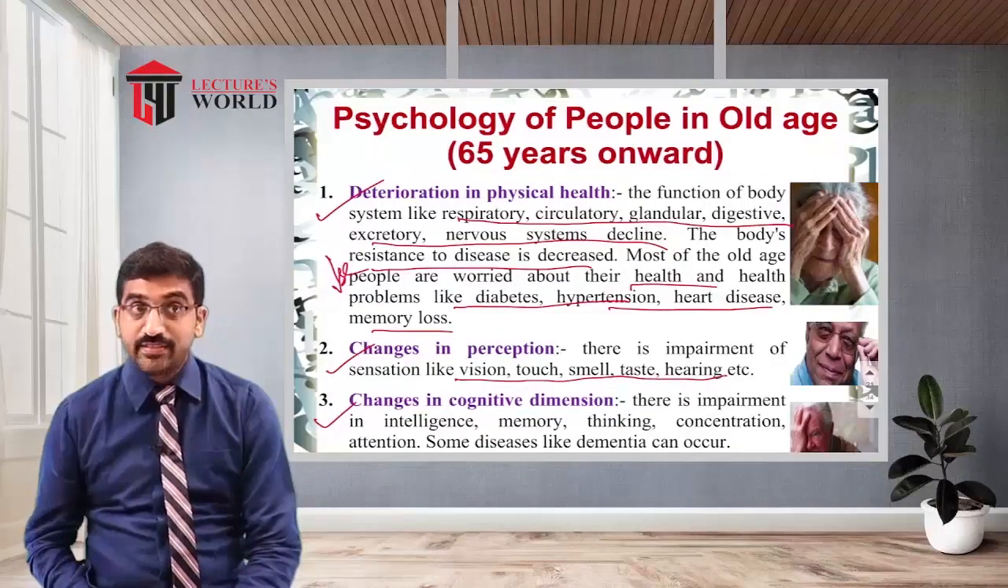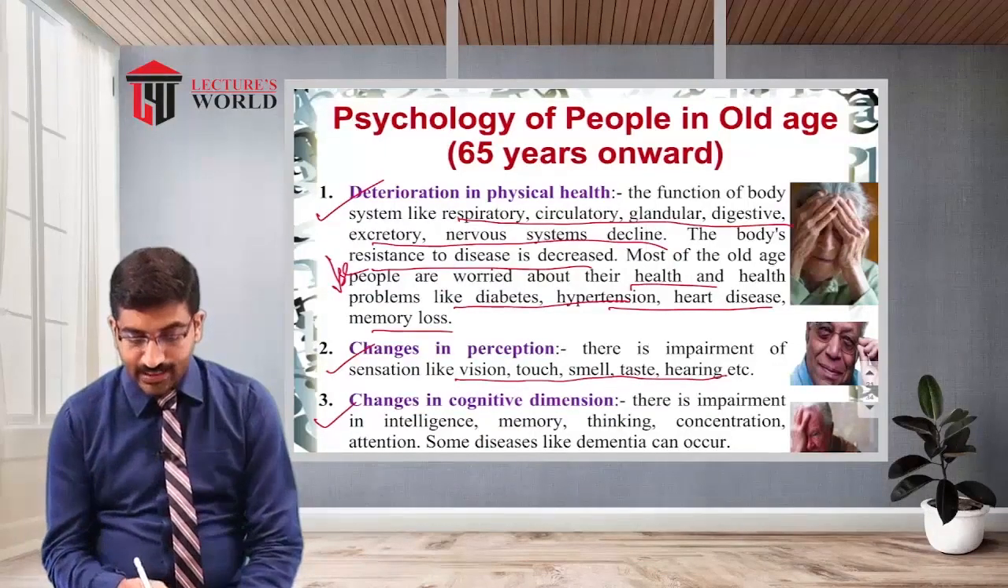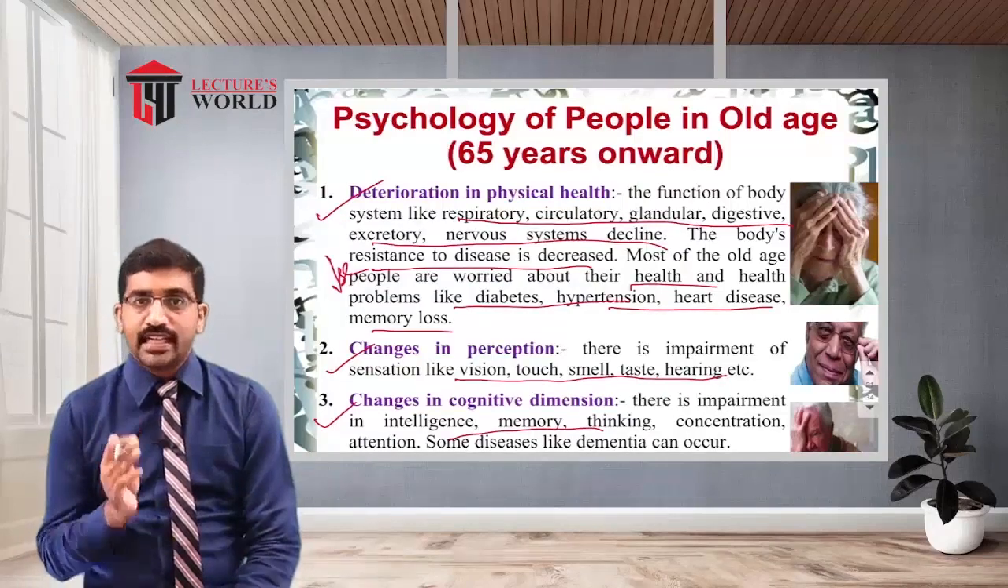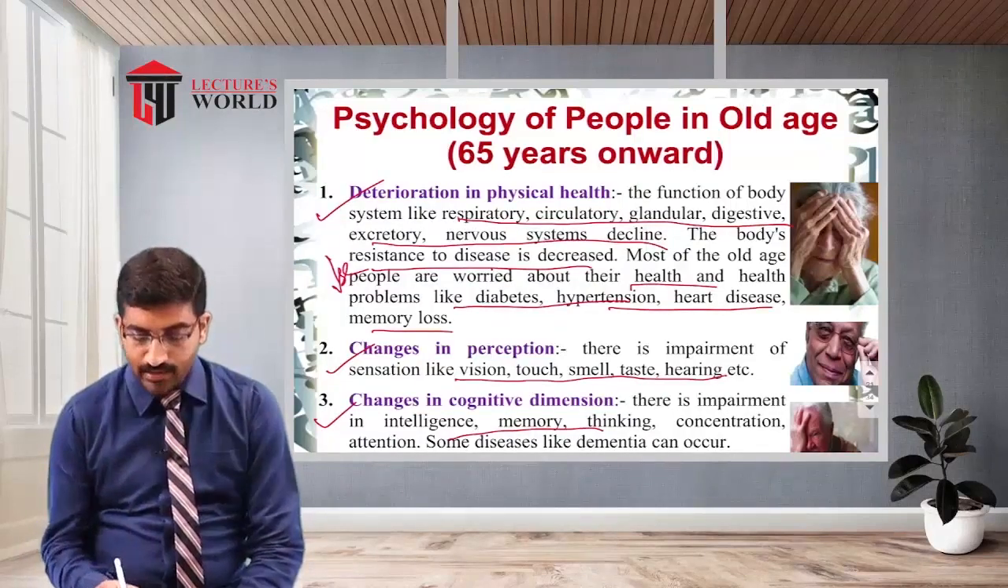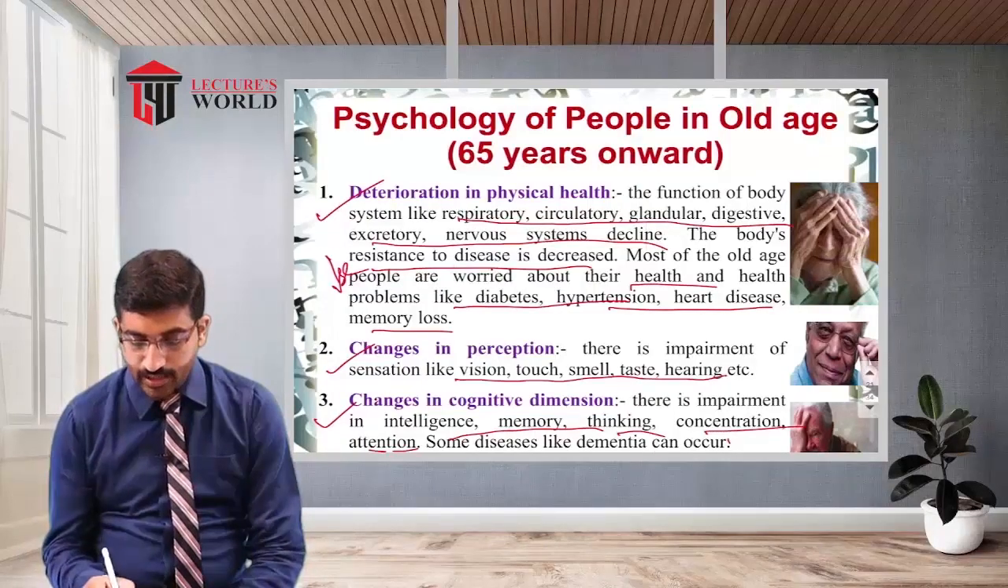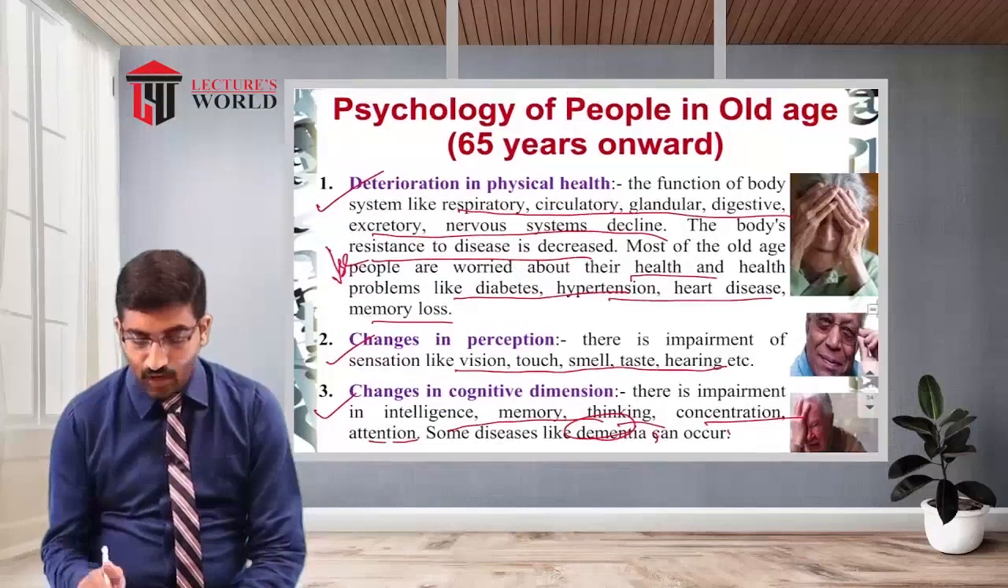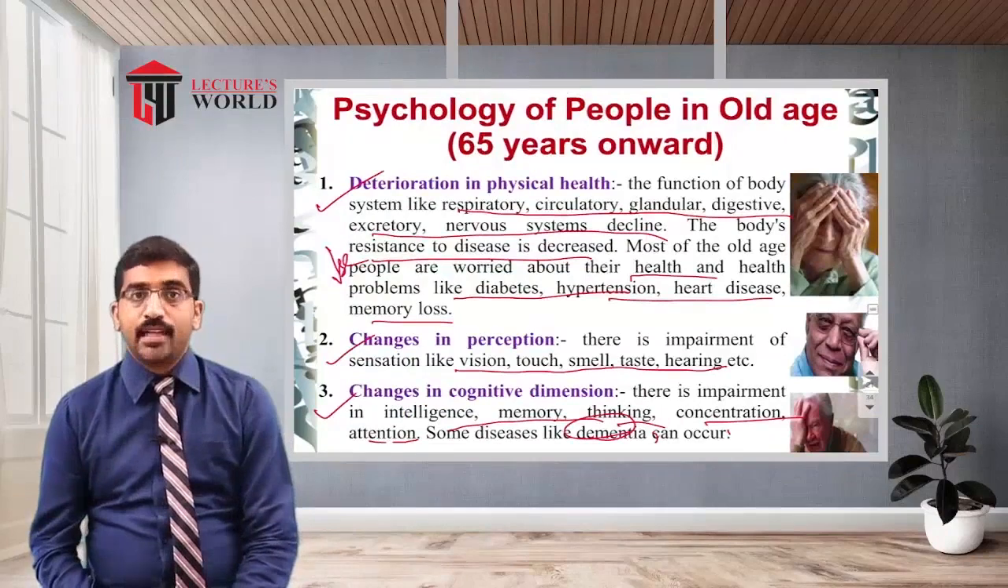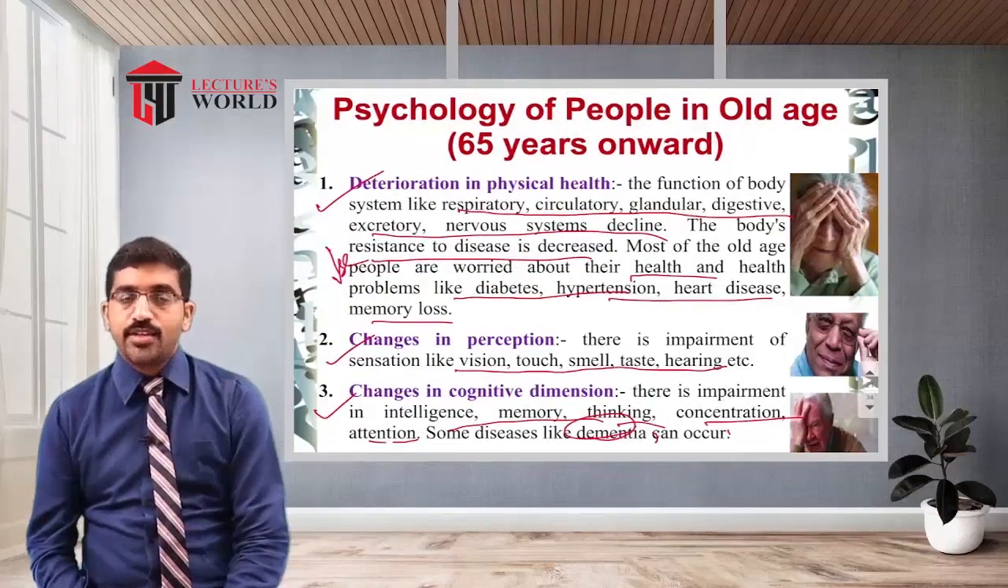Attitude in the cognitive dimension, like intelligence and memory power, will decline as age comes on. Thinking, concentration, attention span will be reduced. Even dementia, a disorder where memory loss happens, like amnesia, occurs in old age.